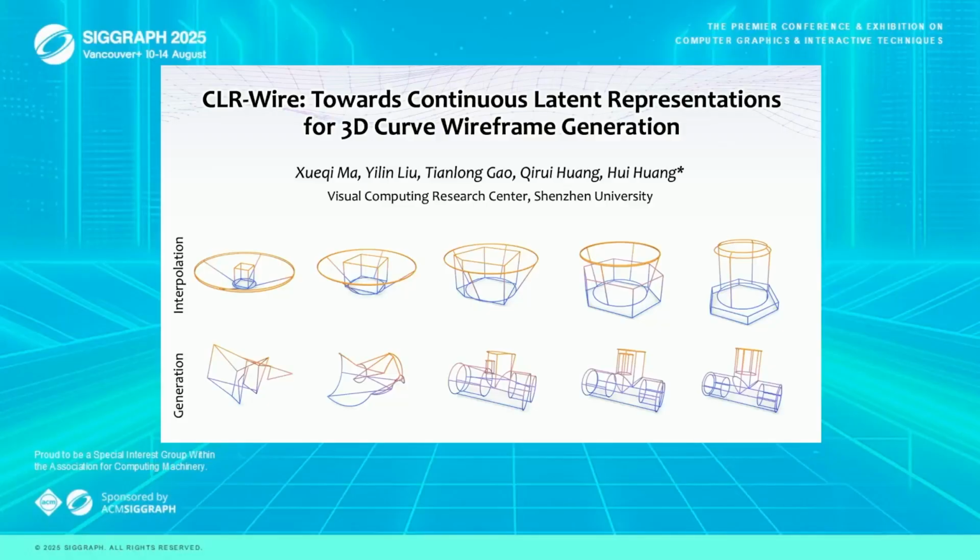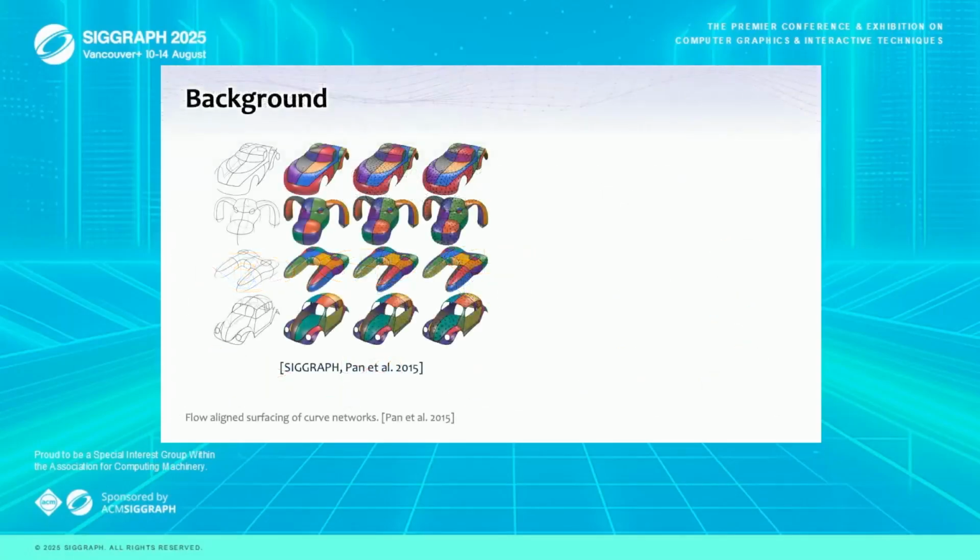Okay, thanks for the introduction. This work is about CLR-Wire: Towards Continuous Latent Representations for 3D Curve Wireframe Generation. 3D curve wireframes, also known as curve networks, are a compact yet expressive geometric representation that captures the structural features of object surfaces. They are widely used in 3D modeling and design. Over the years, various works have explored their potential.